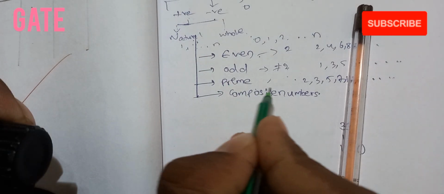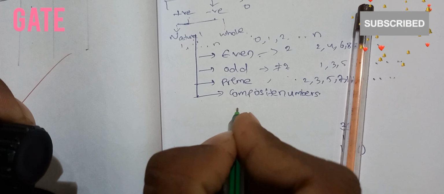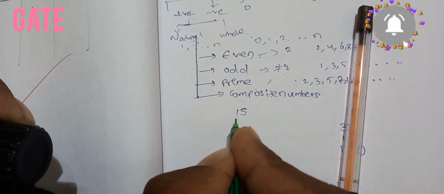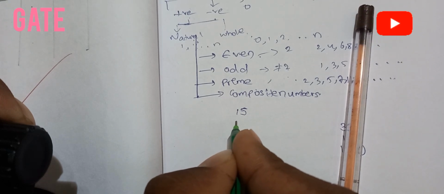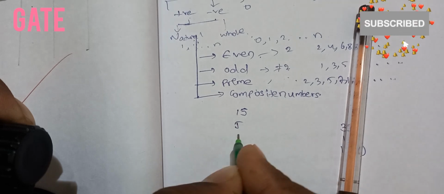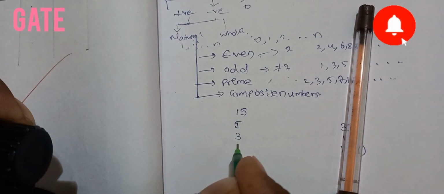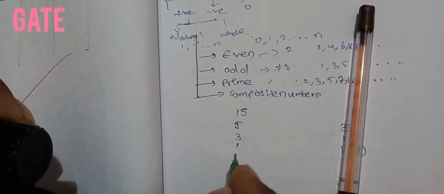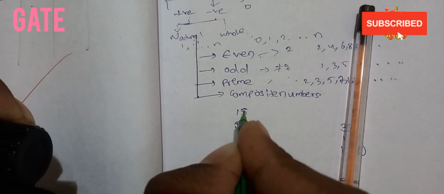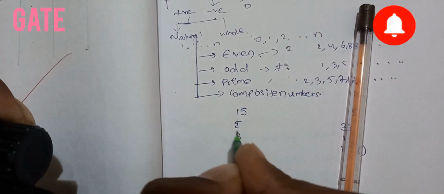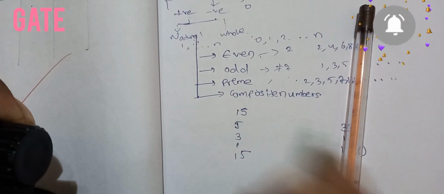To brief composite numbers, let me consider an example: 15. For 15, we consider many factors. 5 threes are 15, 3 fives are 15, 1 fifteen is 15, 15 ones are 15. So a composite number means a number which has two or more factors.